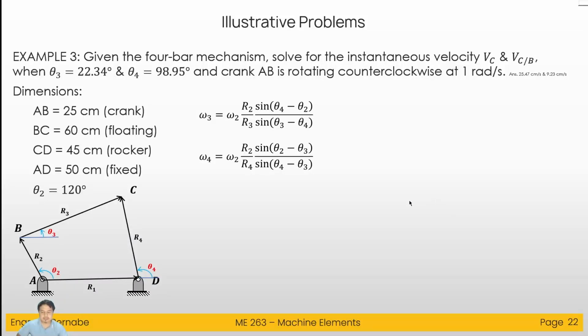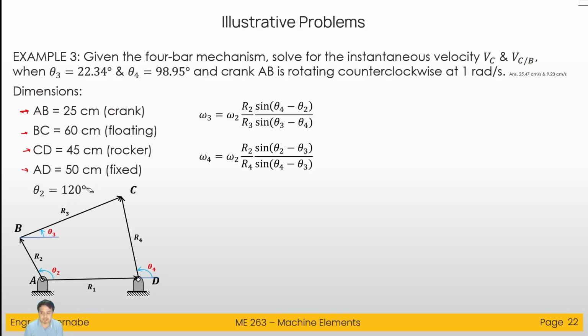Okay, so for this first example, we have this four-bar mechanism. We want to solve for the instantaneous velocities VC and VCB when the angles theta 3 and theta 4 are given, and AB is rotating clockwise at 1 radian per second. So the angle theta 2 is also given, and also the lengths R2, R3, R4, and R1 are given. So actually, this is the same example as before for the position analysis. We just want to solve now for the instantaneous velocities VC and VCB.